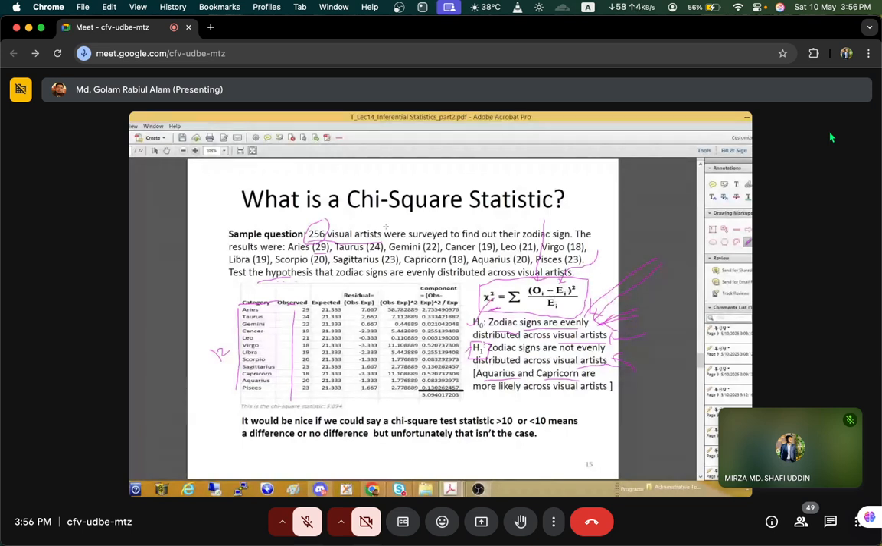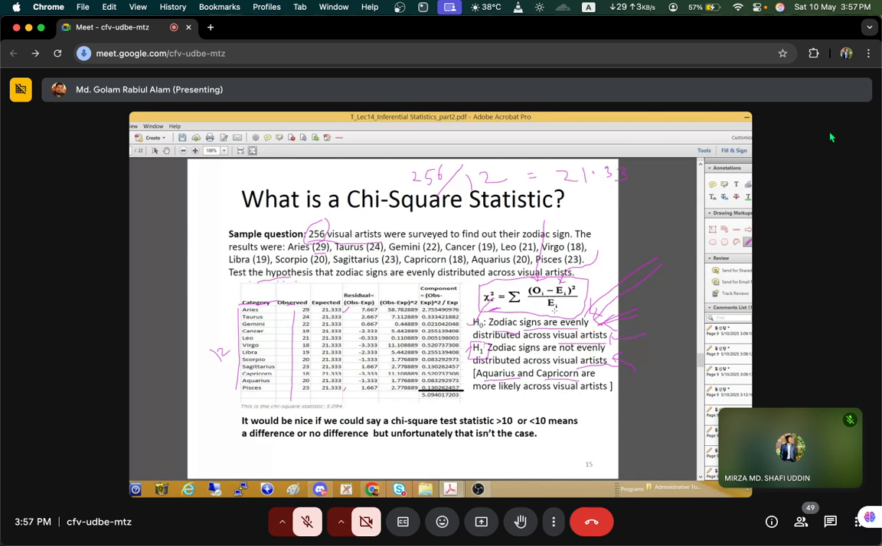We have to compute the expected number of observations. We have 256 subjects in total and 12 zodiac signs. If we divide 256 by 12, that is the expected number of observations for each zodiac sign. It is 21.33, though it is written as 21 here. The expected number is the same for every sign.